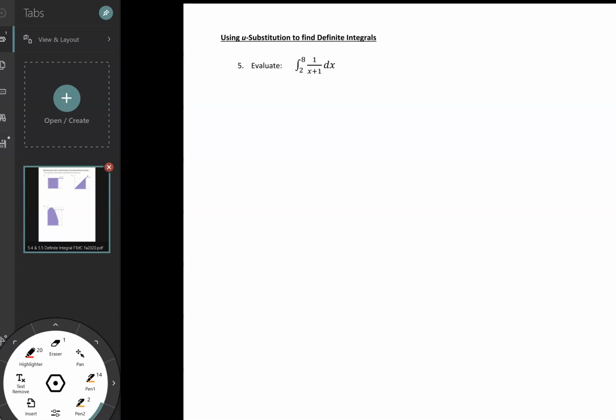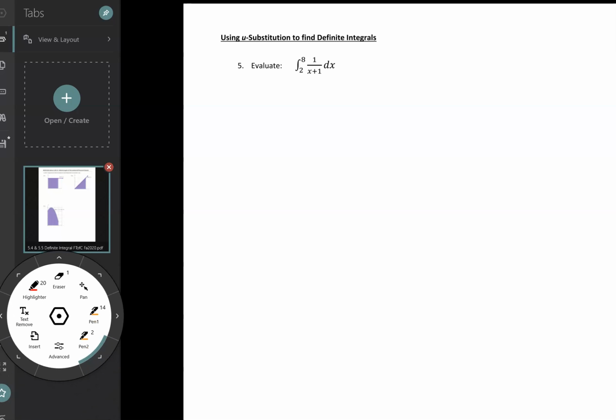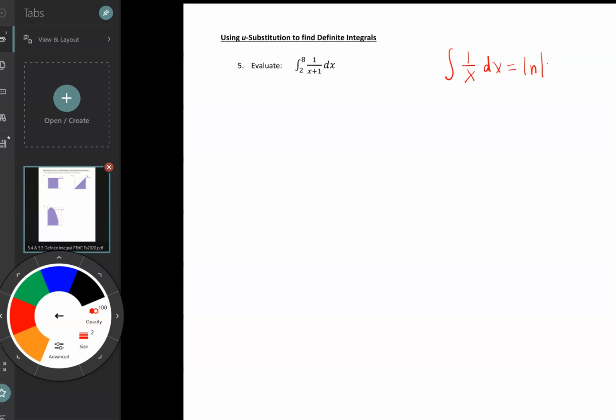Okay, so 90% of the problem, maybe even 95% of the problem, is what you've been doing. Remember, you have to figure out what rule you are trying to reverse. Well, I see a fraction, right? So I'm thinking I'm probably going to have to reverse this rule here, my ln of x.